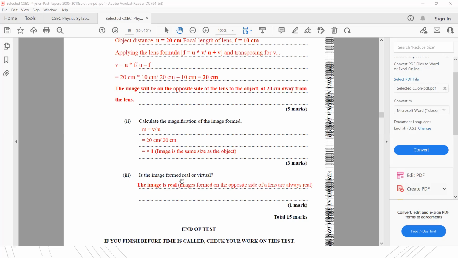Next part asks if the image is real or virtual. The image is going to be real once it is formed on the opposite side of the lens. It's going to be a real image.